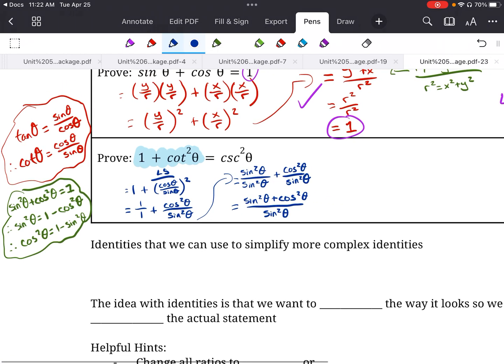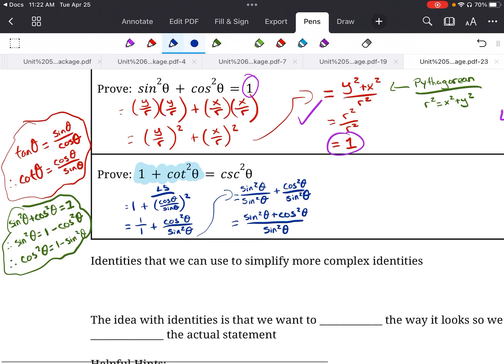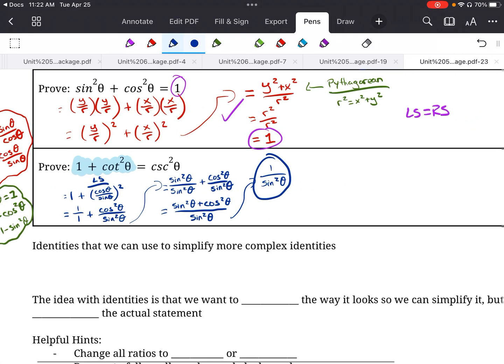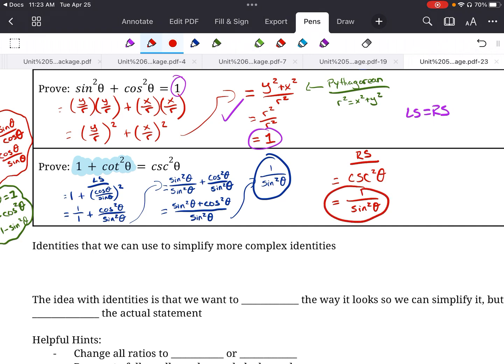And finally, we just found out from the last one that sine squared theta plus cos squared theta is actually 1. So we end up with 1 over sine squared theta. Okay, on the right side, it's cosecant, and remember cosecant is the reciprocal of sine. So cosecant squared theta is the reciprocal of sine, so this is 1 over sine squared theta. And we just figured out that that's exactly what we're looking for.